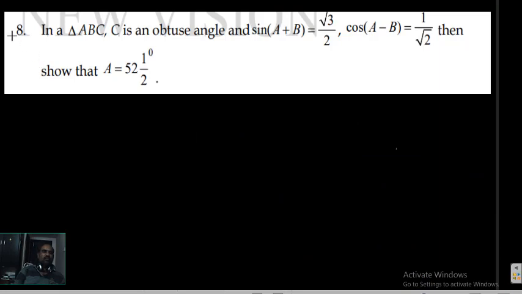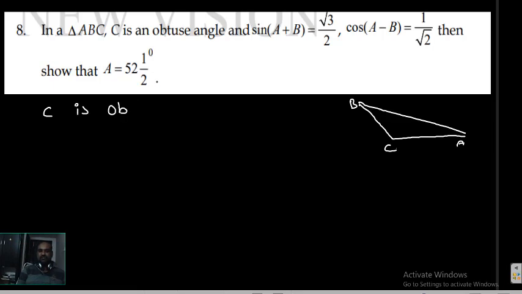Next, eighth problem, students. In triangle ABC, C is obtuse. Interesting: in any triangle, only one obtuse angle exists. In a triangle, if one angle is obtuse, the remaining two are acute angles. That is an important thing, students. Here C is obtuse, which implies A and B are acute angles.